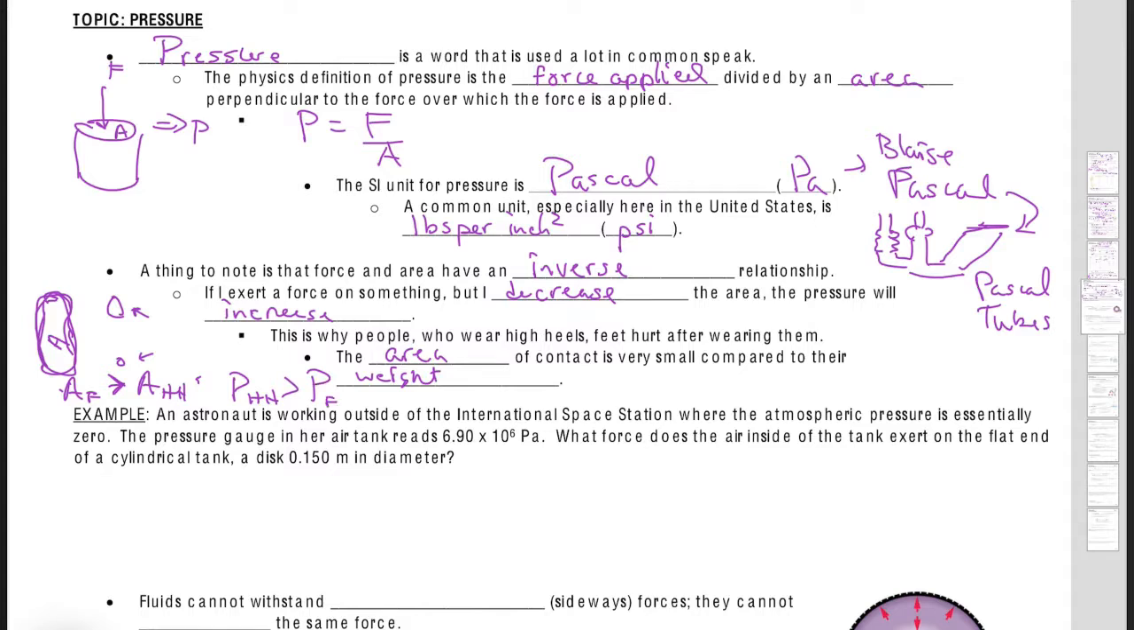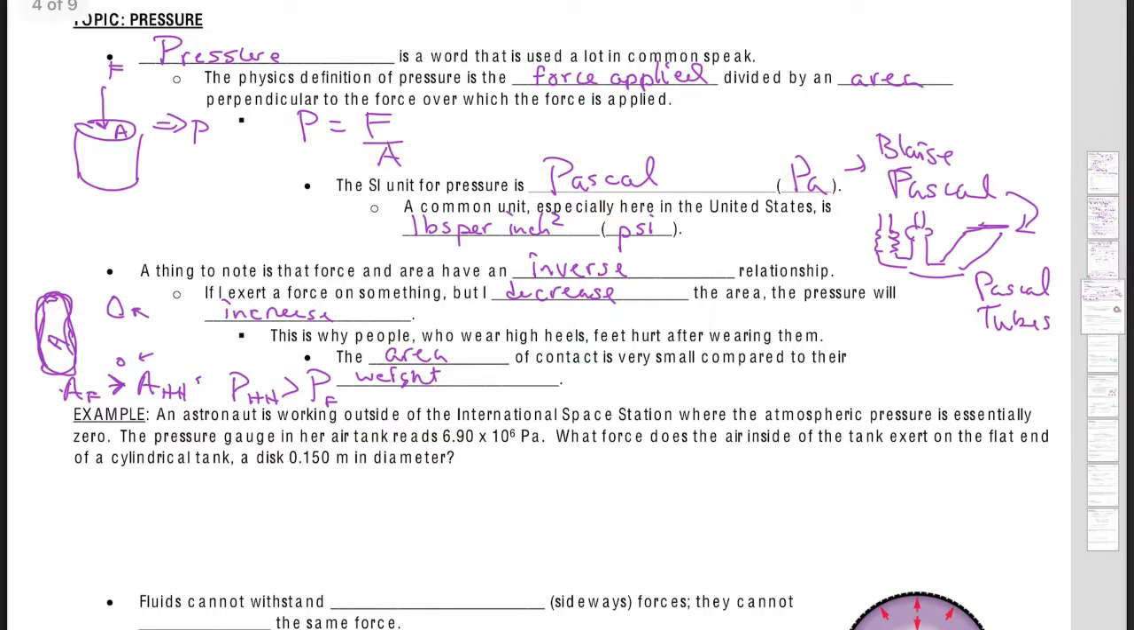Okay, so here's an example. An astronaut is working outside of the International Space Station where the atmospheric pressure is essentially zero. We'll get into the reason why that's important in a little bit. The pressure gauge in her air tank reads 6.90 times 10 to the 6 pascals. What force does the air inside of the tank exert on the flat end of a cylindrical tank, which is a disc of 0.150 meters in diameter?